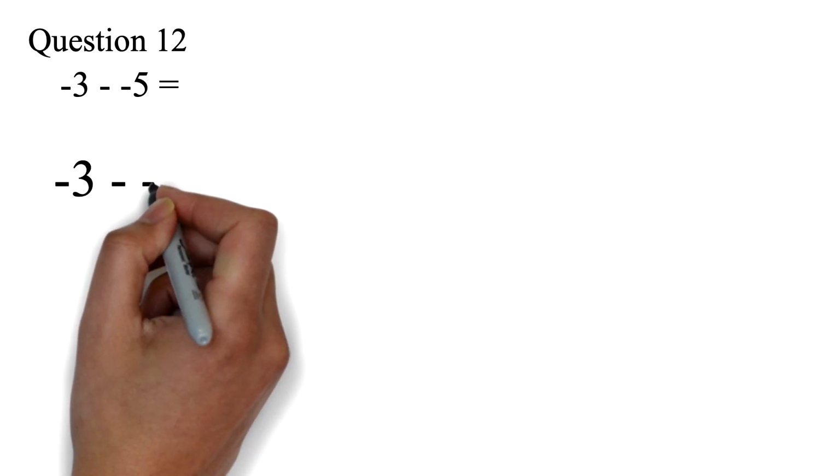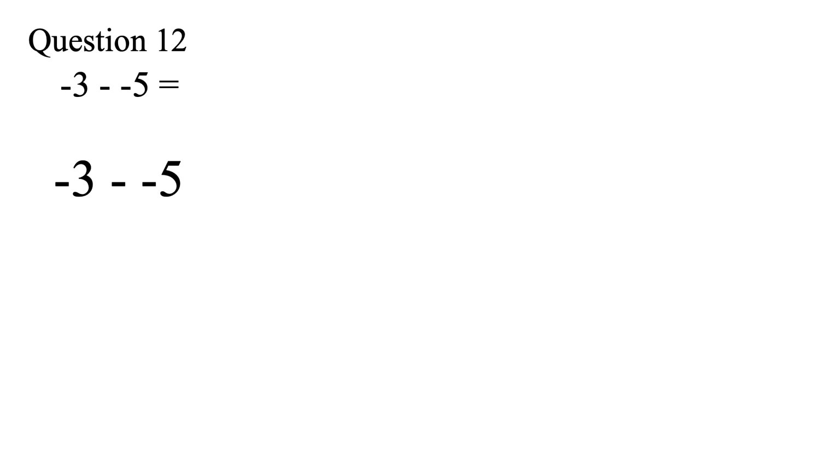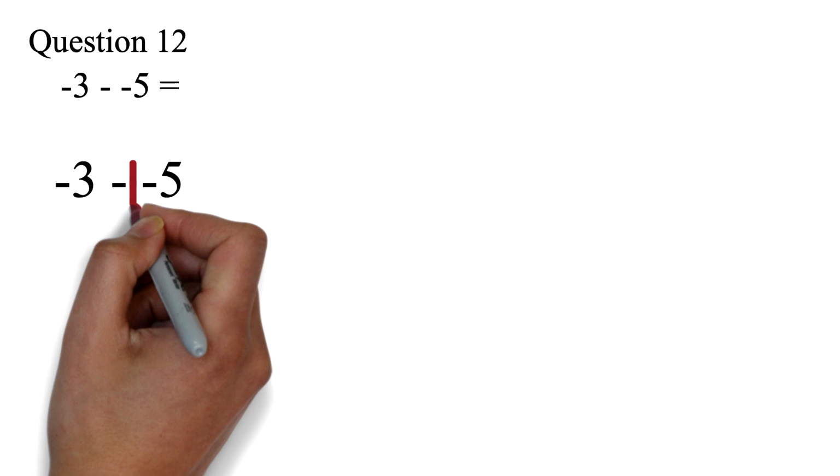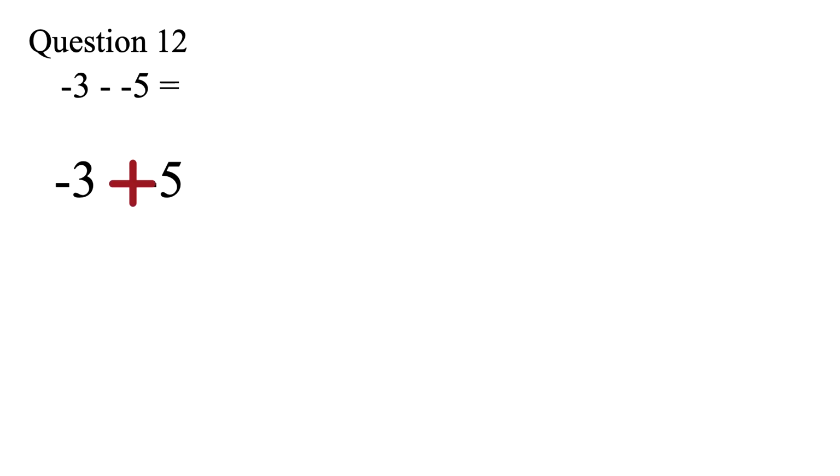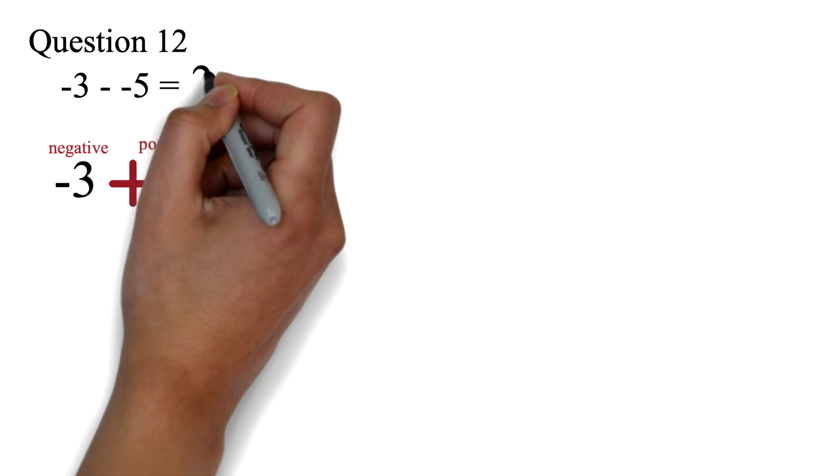Question 12. -3 minus -5 equals. How to solve this is just like what we did in the previous question. The only thing different is that there are two signs in the middle. When you have minus negative, it is the same as plus. So this is the same as -3 plus 5. We have one of the values as negative and the other is positive. We said if they have different signs, you'll subtract and keep the sign of the bigger number. So we subtract 5 minus 3 to get 2. Since the positive 5 is the bigger number, our answer will be positive 2, which is simply 2.